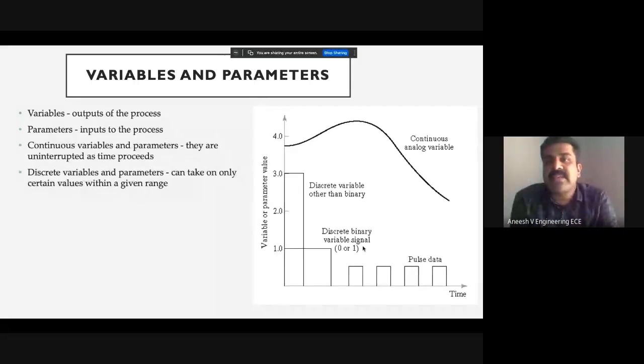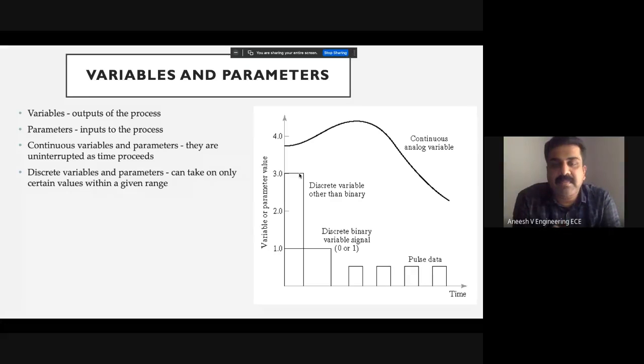Maybe the signal will be a continuous signal, or maybe a discrete variable other than binary. We know that a binary signal means it can have a value of 0 or 1. But it can also be a discrete variable other than binary. Now, if you look at the diagram, you can see a variable moving from 0 to 3 as a small strip of time.